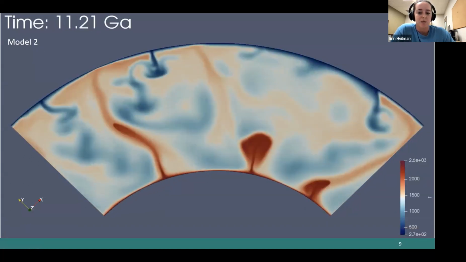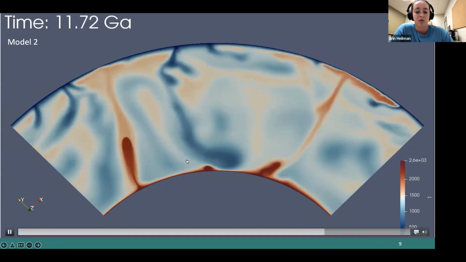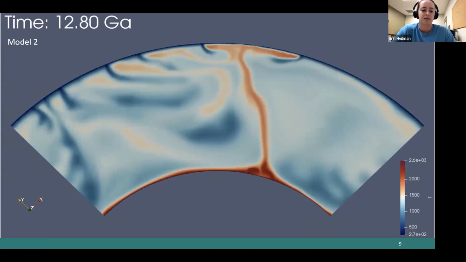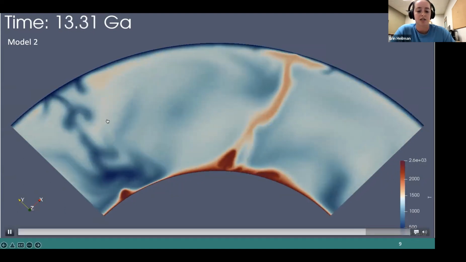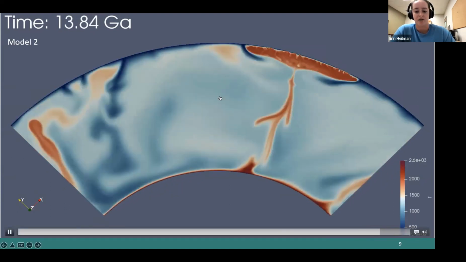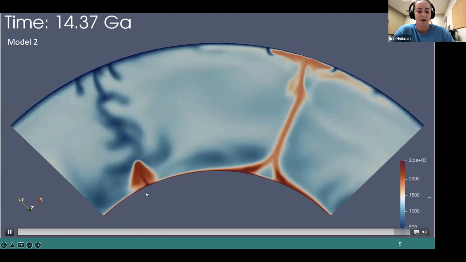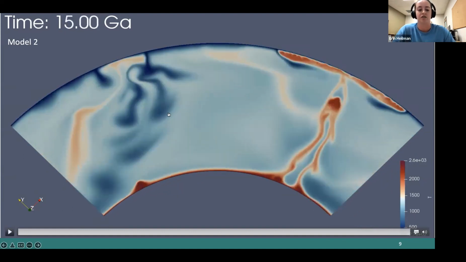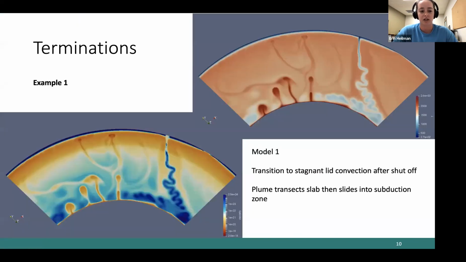When this model gets more mobile, it also starts cooling the mantle because so much more slab material is getting pushed into the mantle and cooling it down. So then that bottom thermal boundary layer has to fight a little harder to reach the surface, to have those plumes reach the surface. So that is what the overall convection looks like. But now we're going to look at these instances of terminations.